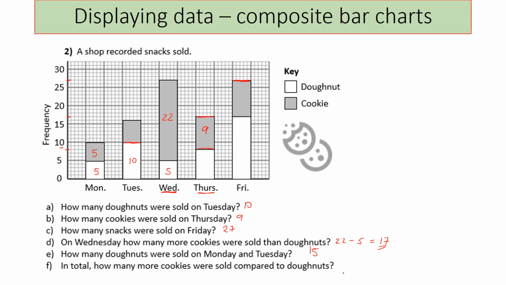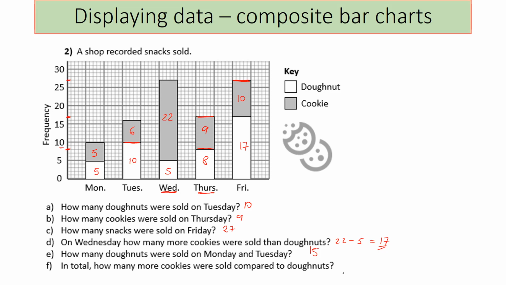Okay, for Tuesday, I go from 10 to 16, so that's 6. For Thursday, it goes up to here, that means it's 8. And then for Friday, the white part of the bar goes up to here, so that's 17, and then the grey part of the bar is 10.